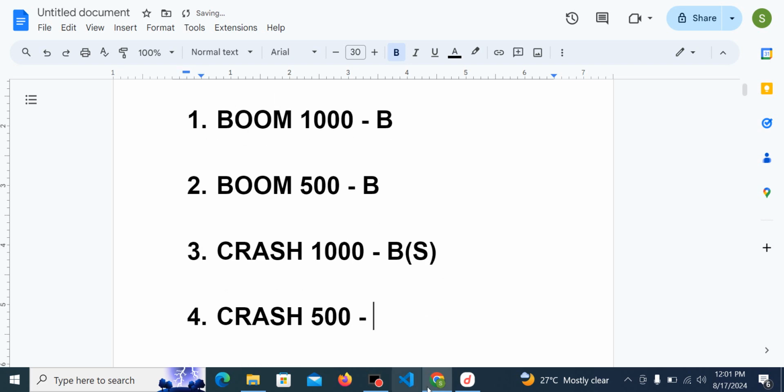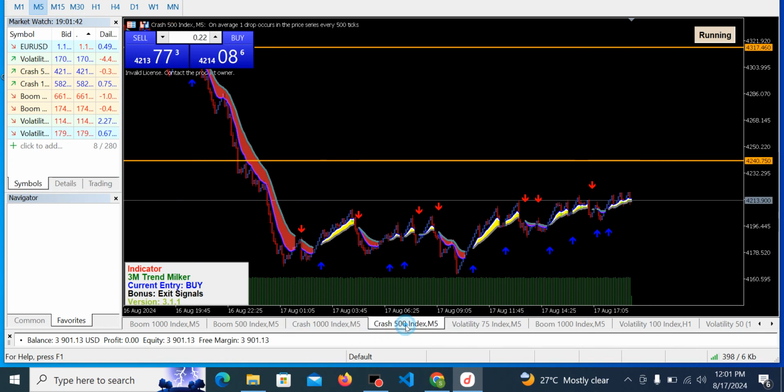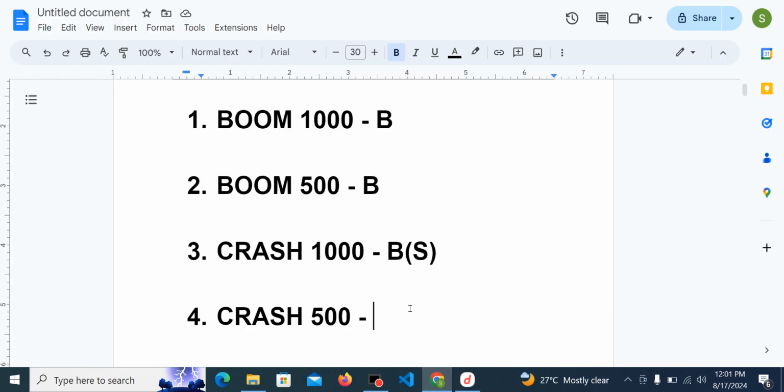Okay, next asset is going to be Crash 500. So guys, this is Crash 500. This had been on a downtrend for a very long time, but after getting to this support zone, it played around there for a while. But this is going to be giving us more of an uptrend than a downtrend, even though the movement is a bit slow.